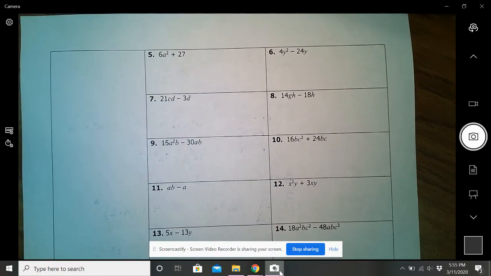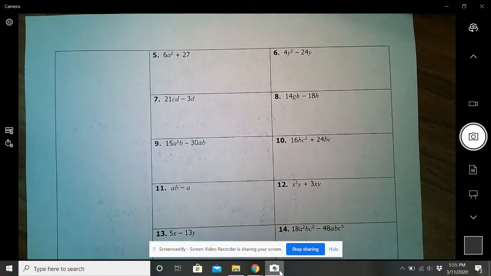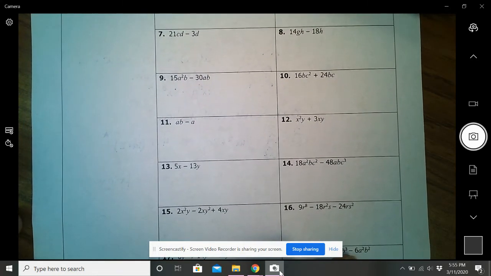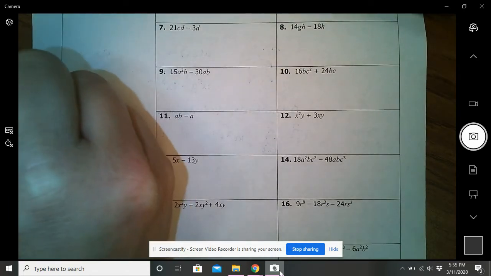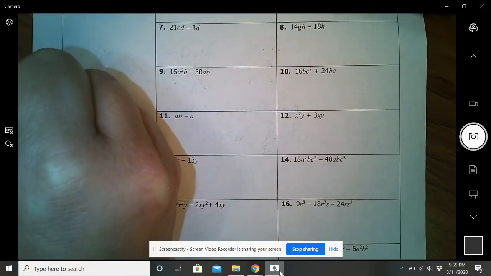Let's take a look at number 5. No, I think I'll scoot on down. I want to slide down the page a little. Let's go down to number 9. Let's slide on down a little. We need to find the GCF of 15 and 30. Okay, a lot of people can do this in their head, but if you can't, just write them out.